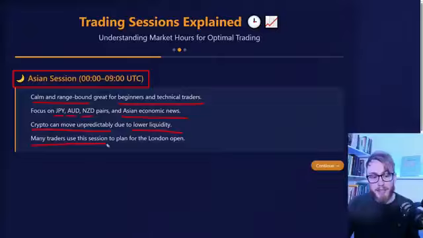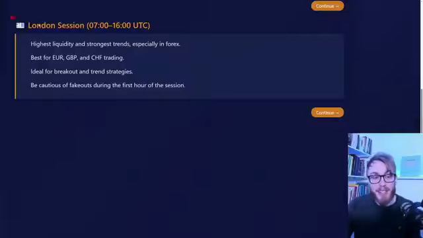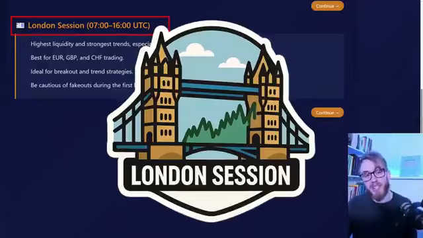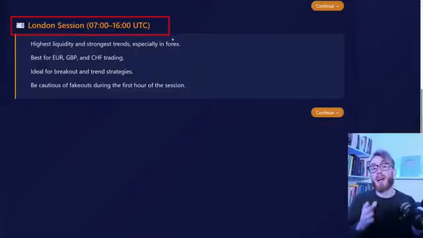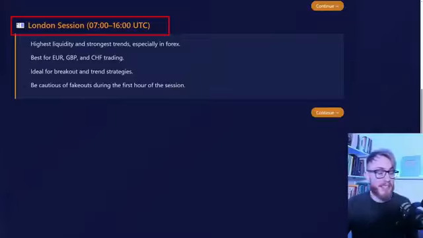Last but not least, many traders use this session to basically plan for the next session, the London Open. All right, so this is a good segue to the London session. This session goes from around 7 to 16 UTC, and this is one of the highest liquidity sessions with strong trends, especially in Forex.